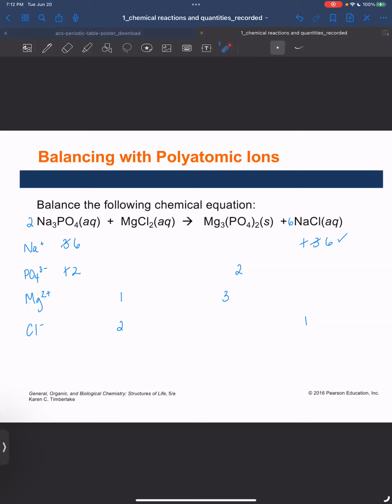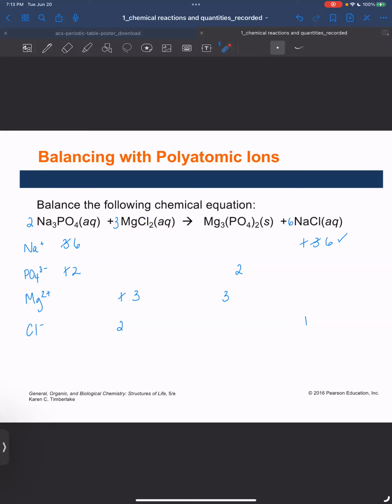Magnesium, I have 1, but I have 3 over here. So it looks like I need what coefficient? A 3 here to balance the magnesium. But that changes the number of chlorines. How many do I have now?